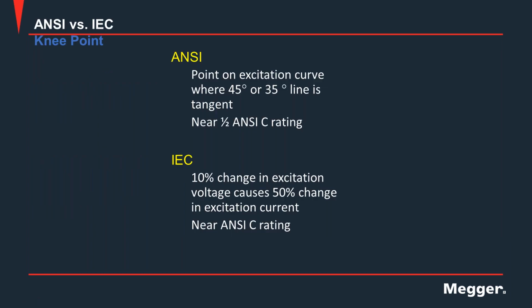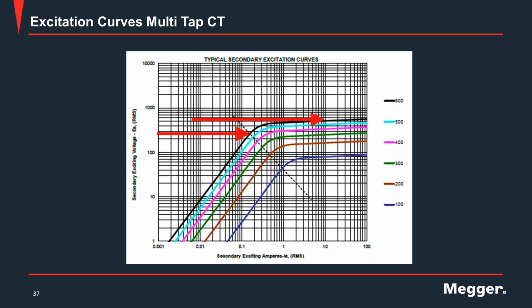So again, they have different definitions, these two standards. For the ANSI, that is the point on the excitation curve where the 45 degree or 35 degree line is tangent. For the IEC, it's different. We are looking at the change in excitation voltage versus the change in excitation current. So if it happens that my excitation voltage has a change of 10%, and as a result I have a 50% change in excitation current, then according to IEC, that is my knee point. Okay? So these are just an example here.